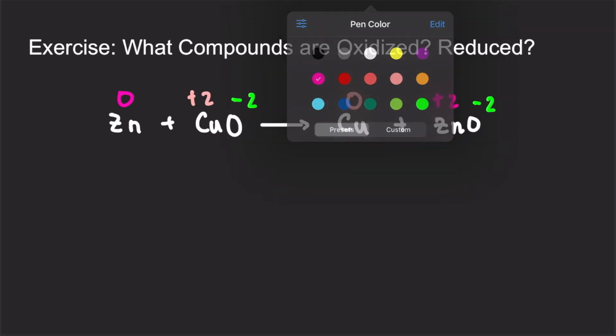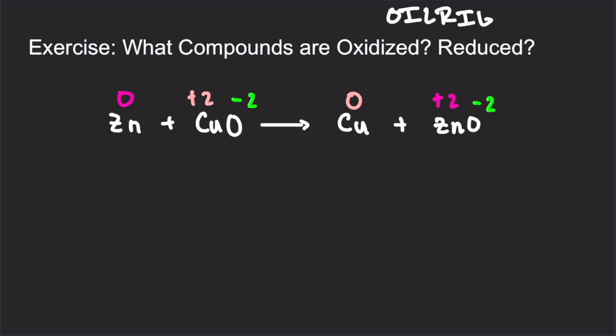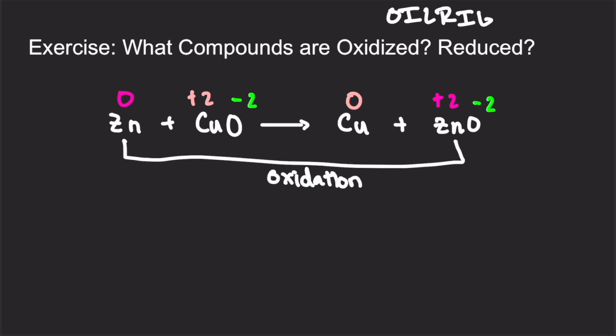So let's write out OIL RIG. Oxidation is loss, so it lost electrons. If you're losing electrons, are you becoming more positive or more negative? Normally when we think of loss, we think more negative. But remember, electrons are negatively charged, so if we lose a negative, we actually become more positive. When we lose electrons, when we're oxidized, we become more positively charged. Which one becomes positively charged? Zinc goes from 0 to +2, so this here is the oxidation. Oxygen goes from -2 to -2, so it doesn't change at all.